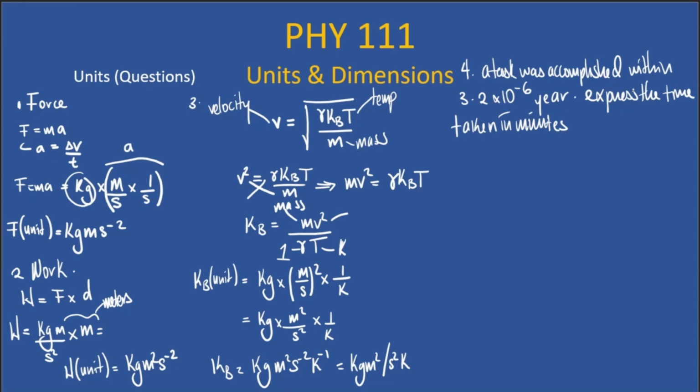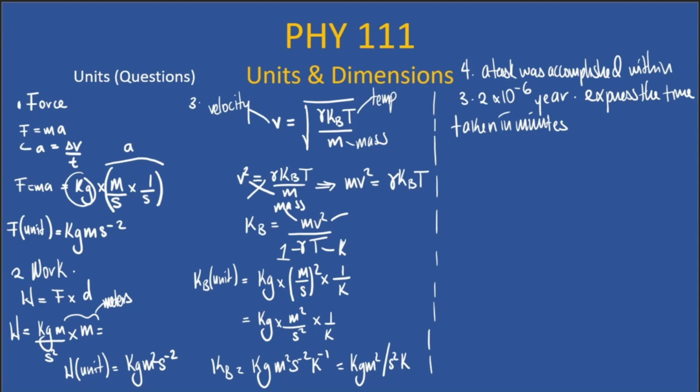So let's start with minutes, then we'll do it with seconds. A task was accomplished within 3.2 times 10 to the power minus 6 of a year. Express the time taken in minutes. Sounds complex. Sounds like a really big task. How do we go all the way from years to minutes? The gap is a lot. Naturally you think of, okay, we got years, then we got months, then we got weeks. But you don't have to do that.